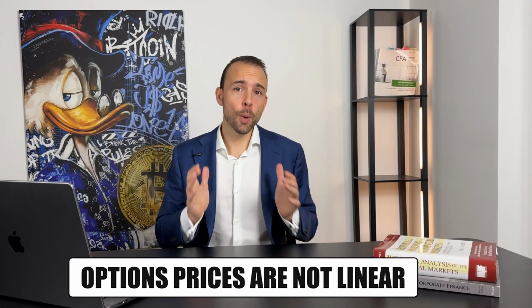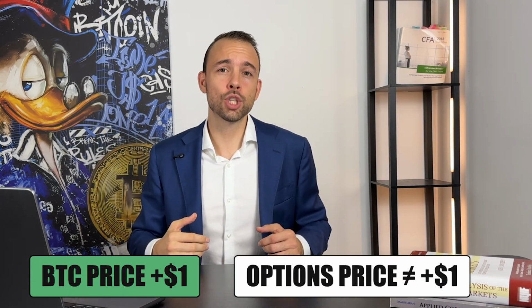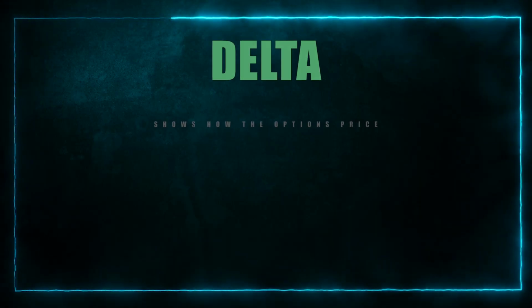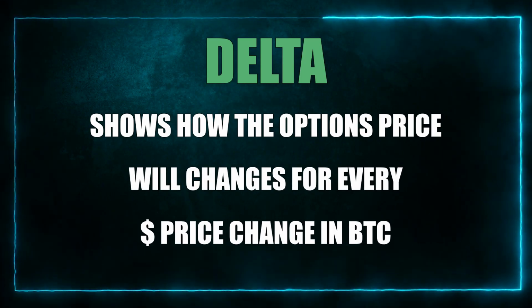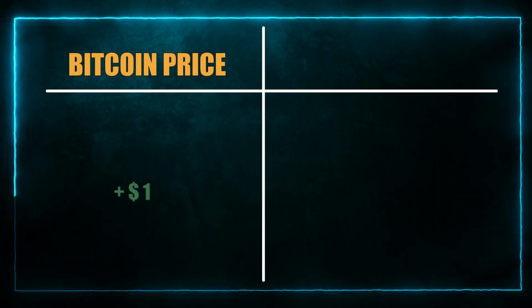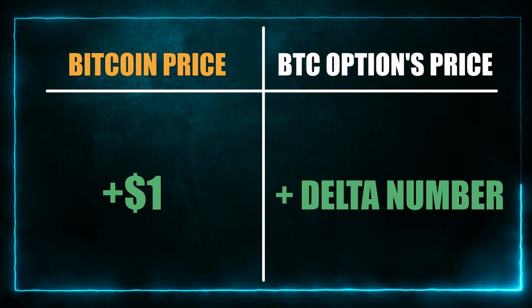To begin with, it's very important to understand that option prices are not linear. It means if the price of Bitcoin moves by $1, option prices will not change by $1 as well. And here comes the delta. Delta shows how the option price will change for every dollar price change in Bitcoin or in a different cryptocurrency. If the price of Bitcoin changes, let's say by $1, delta shows how the price of the option will change as well. Let's take a look at the Bitcoin example, and for all other cryptocurrencies, it works in a similar way.